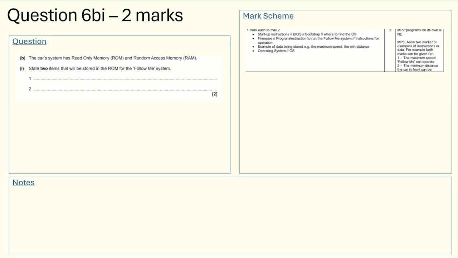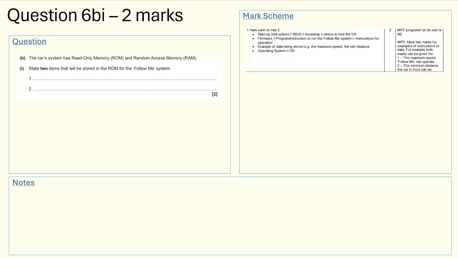Okay, 6BI is worth 2 marks, and we're still on the scenario of the follow me system. This one says the car system has read-only memory and random access memory, so ROM and RAM. State 2 items that will be stored in the ROM for the follow me system. So on this question, we're not thinking about things that are going to be changing as the program's being run, because this is in the ROM. It's read-only. We can only read from it. We can't write to it.